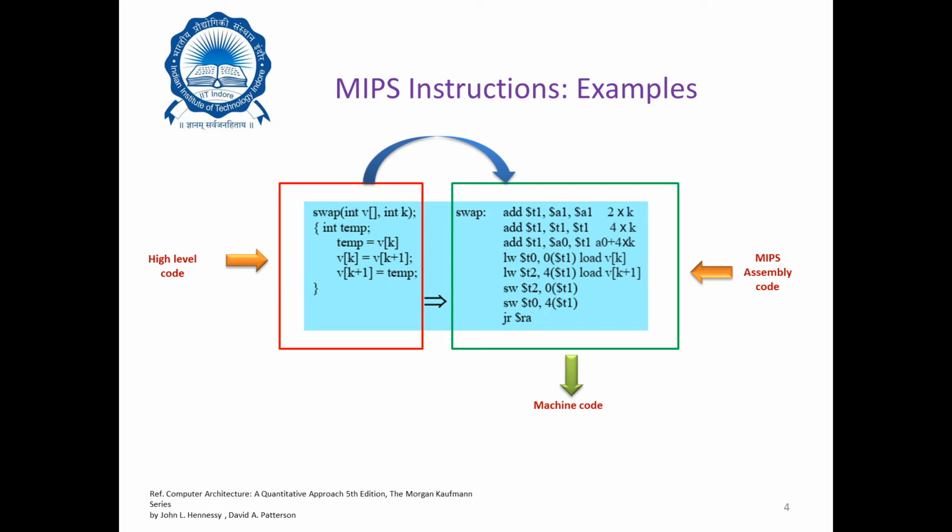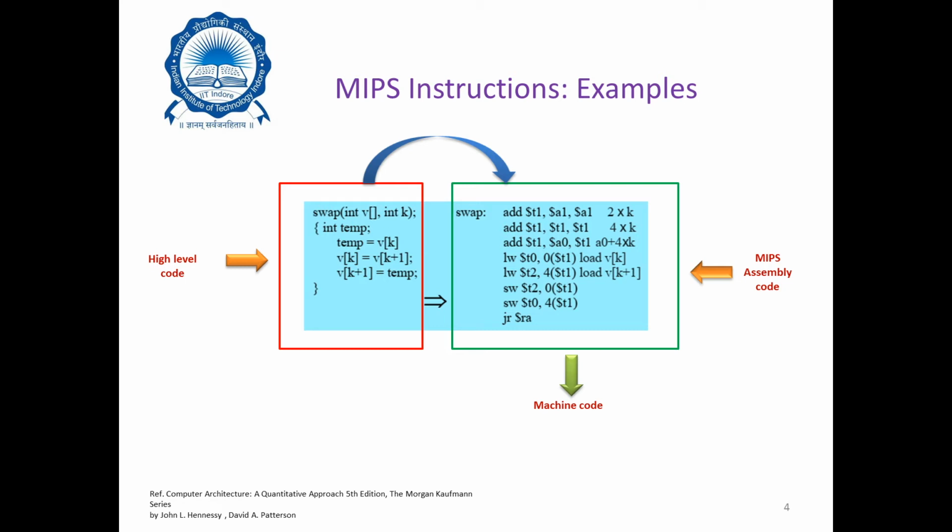Once we have this $t0 loaded, the next step would be to load the next content, which is again after 4 bytes. So the next instruction will be LW $t2, 4($t1), right. So we are actually loading v[k+1], because k+1 is the next index, which is after 4 bytes. Because every index is occupying a space of 4 bytes, with an offset of 4 in brackets $t1, from there we will load the word into $t2, right.